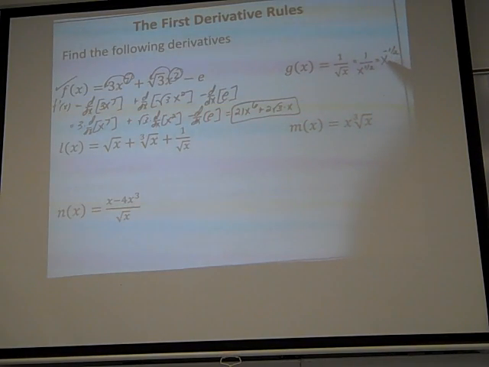Now that I have this showing up as x to a power, I can find the derivative using the power rule. We bring the power down in front. We reduce the power by 1. Negative 1/2 minus 1 is negative 3/2. So your final answer would be negative 1/2 x to the negative 3/2 power.